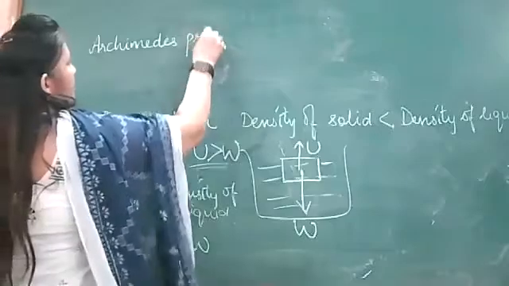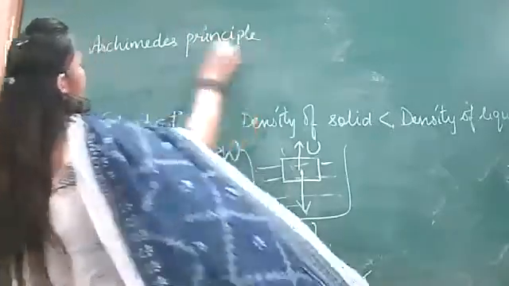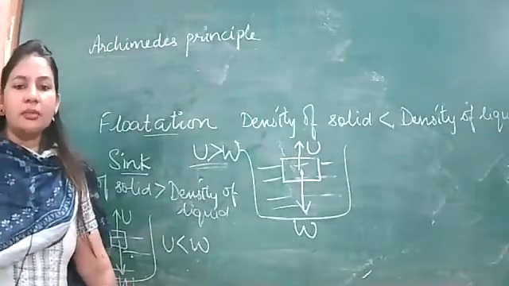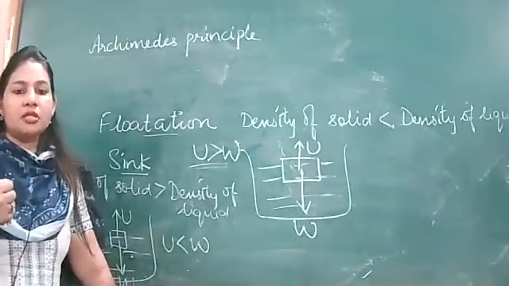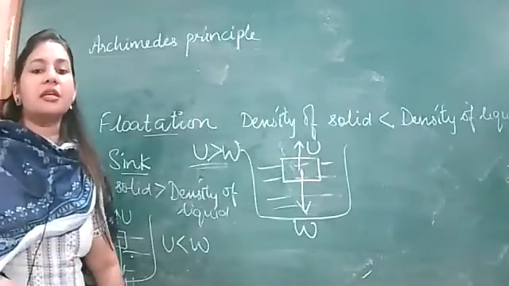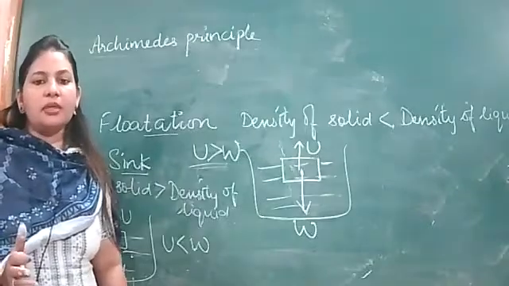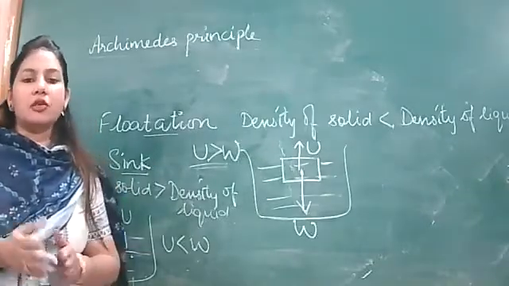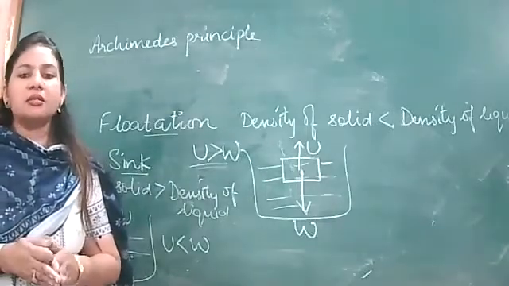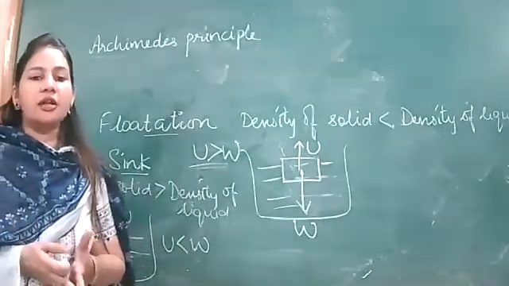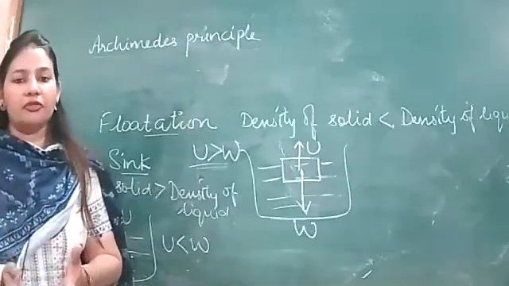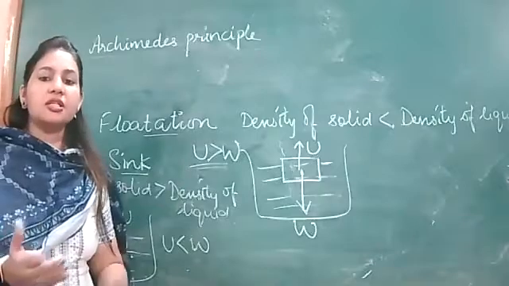Archimedes principle. When a solid is immersed in a liquid partially or completely, an upward force acts on it called the buoyant force, that is always equal to weight of liquid displaced by the solid. So now you remember that Archimedes principle states that when a solid is immersed in a liquid partially or completely, the body loses weight, and the loss in weight is always equal to weight of liquid displaced by the object, and also this is equal to buoyant force or upthrust. Okay, these three things are equal.